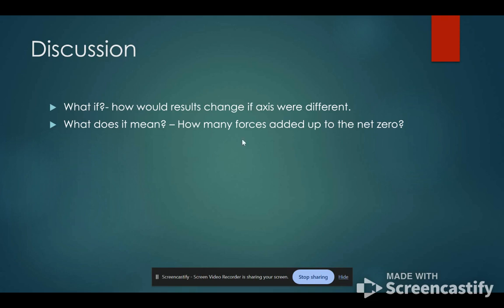So, to discuss how results would change if the axes were different, this would change the direction of the ball, the initial position of the ball, as the initial position was not exactly 0, 0, 0 in our observation or in our model. And the final position would change as the ball would be traveling in the opposite direction. The slope of the position versus time graph would become negative, and with that, the velocity would also become negative.